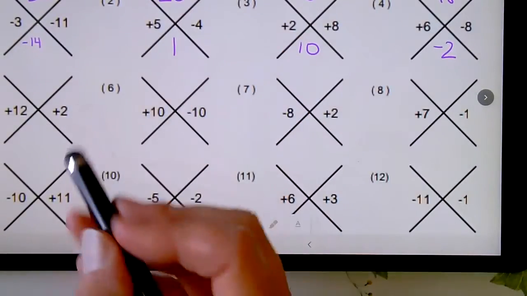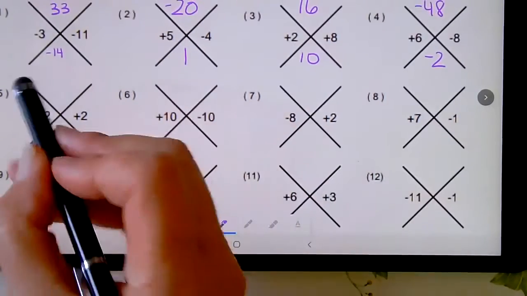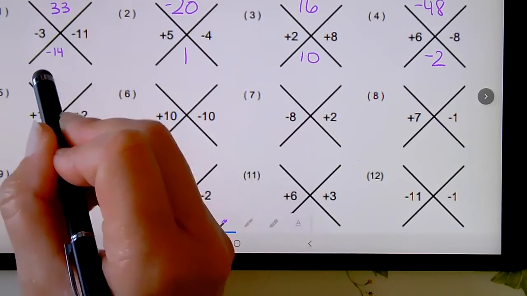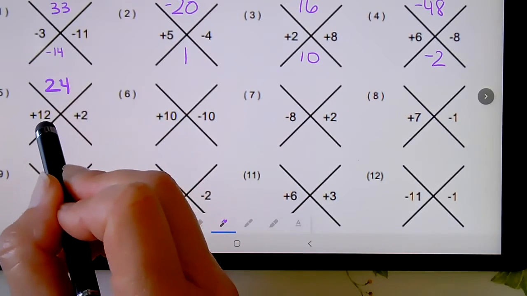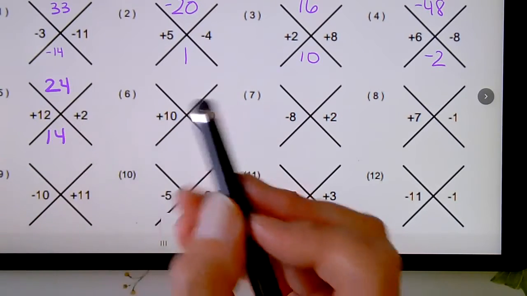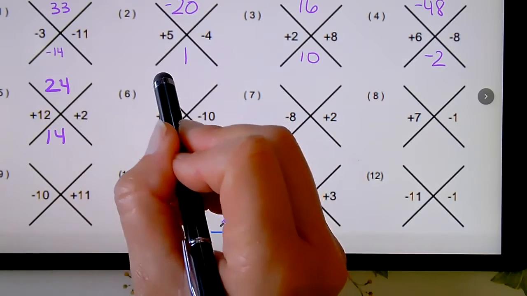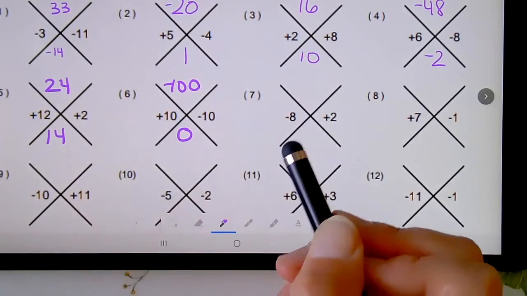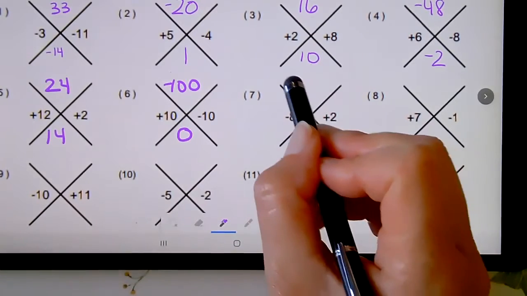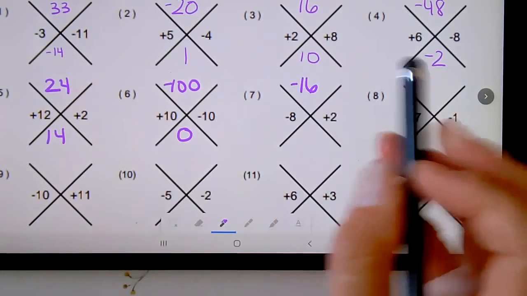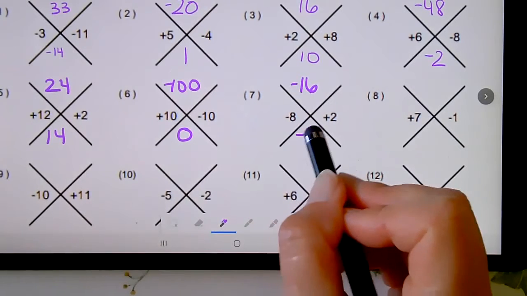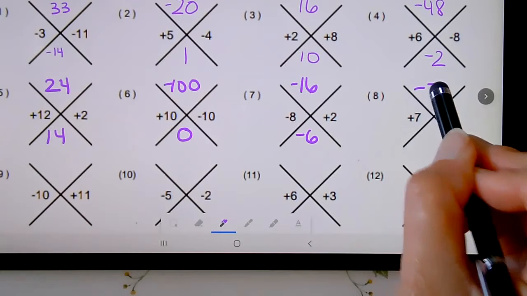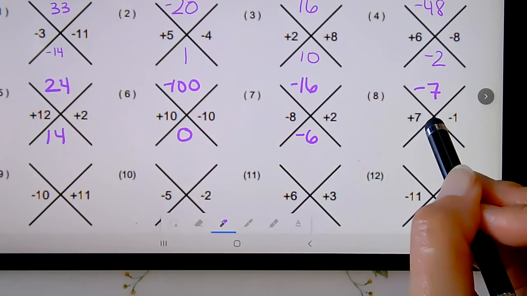So let's run through the rest of these. This is going to be a 24 and a 14. The next one, 10 and negative 10, multiply to a negative 100 and add to 0. Negative 8 and 2 multiply to a negative 16 and add to a negative 6. 7 and negative 1 multiply to a negative 7 and add to a positive 6.